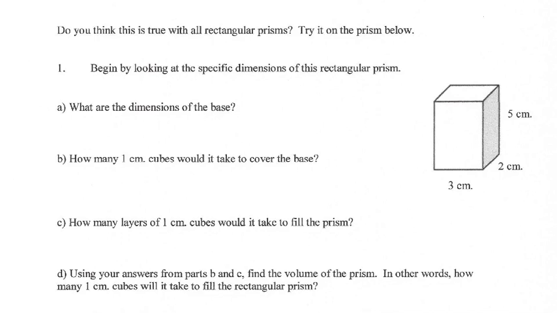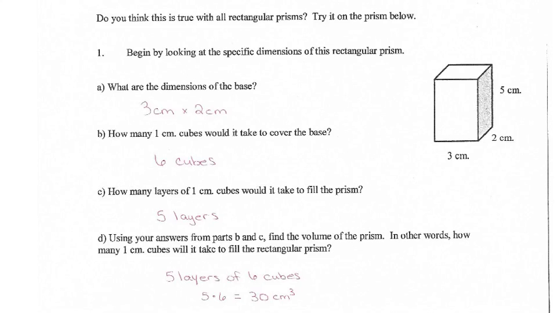So for A, what are the dimensions of the base? The base is a 3 by 2. How many 1 centimeter cubes would it take to cover the base? Well, 3 times 2 is 6, so it would take 6 cubes. How many layers of the 1 centimeter cubes would it take to fill the prism? So you would have 1, 2, 3, you would have 5 layers here.